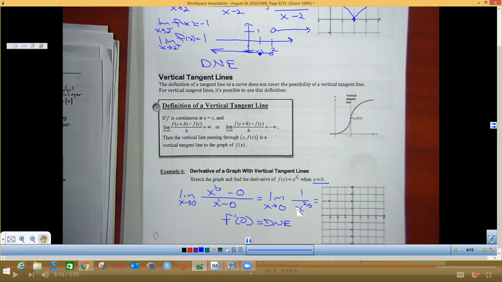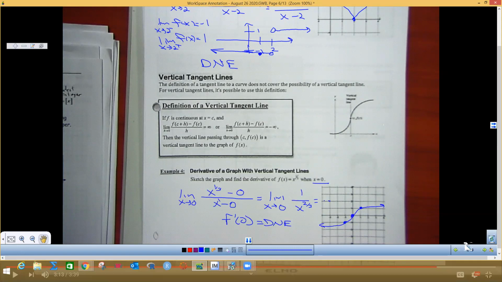It says sketch the graph. I didn't sketch it, so I'm going to sketch it real quick. x to the 1/3: if you plug 0 in, you get 0 out. You plug 1 in, you get 1 out. You plug negative 1 in, you get negative 1 out. And it kind of looks like this. If you want to take a look at it, you can graph it and take a look. So there's your problem.